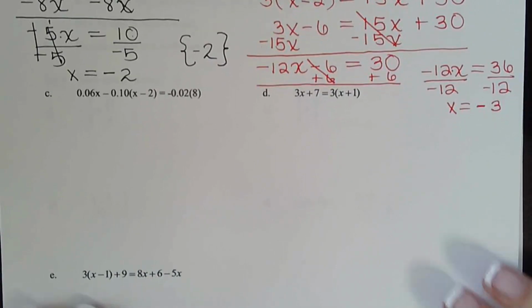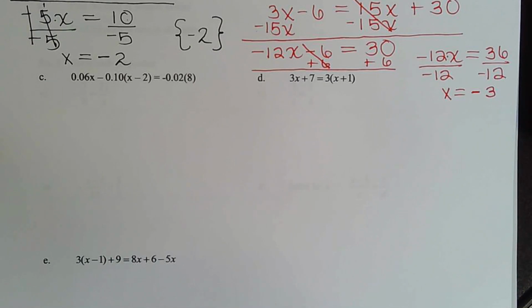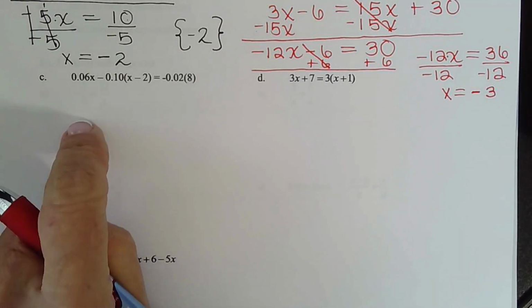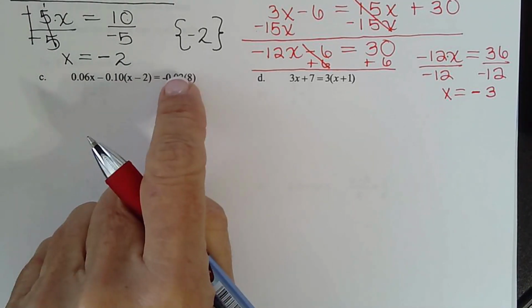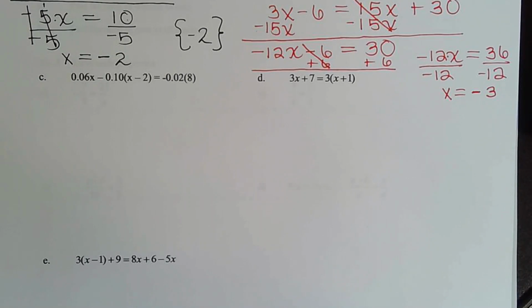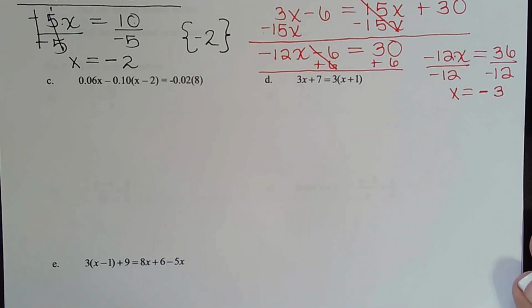Okay, so what about decimals? Well, decimals really are fractions. This is 6 over 100. This is 10 over 100. This is 2 over 100. Right? Do you guys remember that from your arithmetic days? 2 decimal places mean put it over 100.